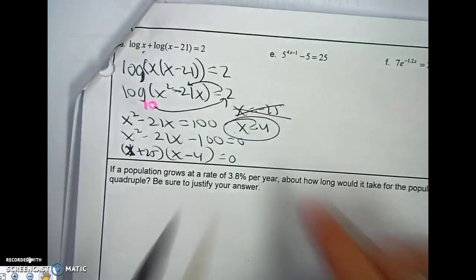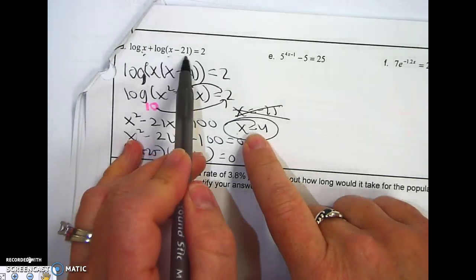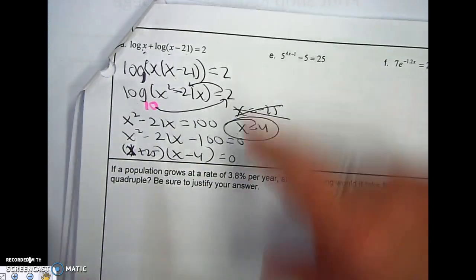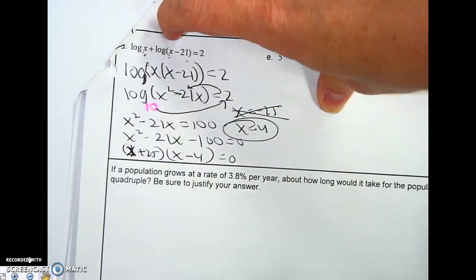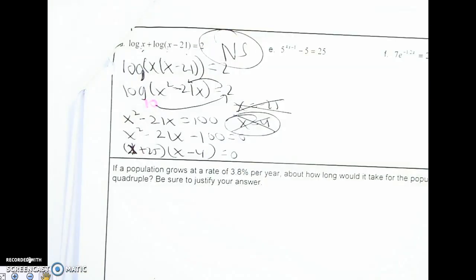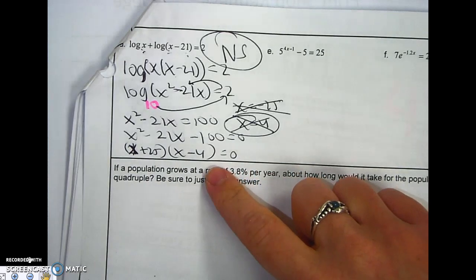And if you want to check it, you can. You can go the log of 4, and then 4 minus 21. Ooh, maybe it's no solution. Actually, it's no solution, so there's no answers that work. So be careful of that one, okay? Because if, let's make sure I did, oh.